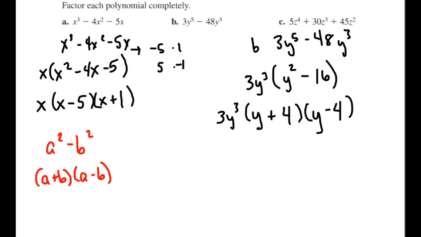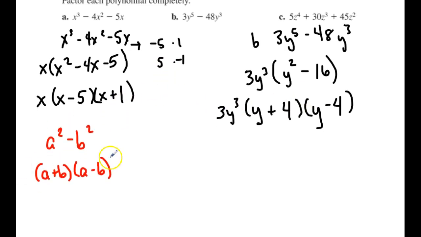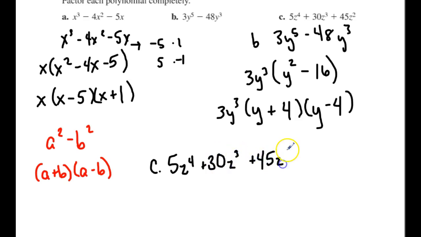So now let's look at part C. I've got 5z to the 4th plus 30z cubed plus 45z squared.